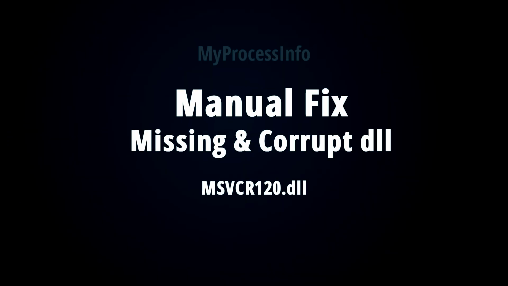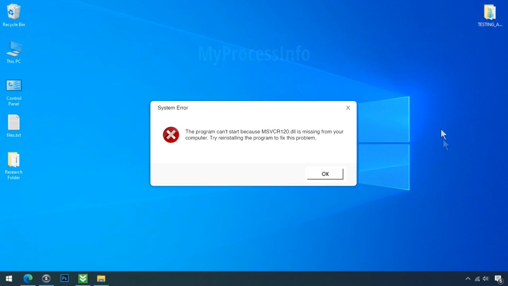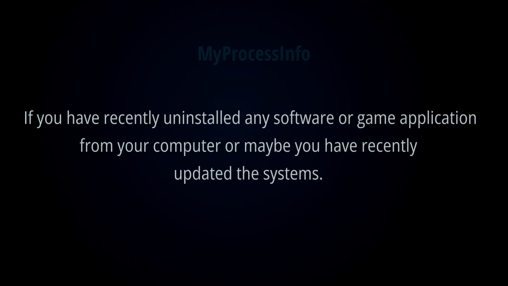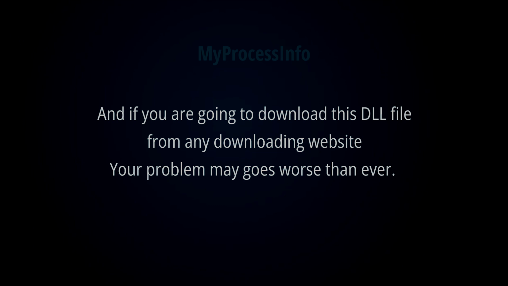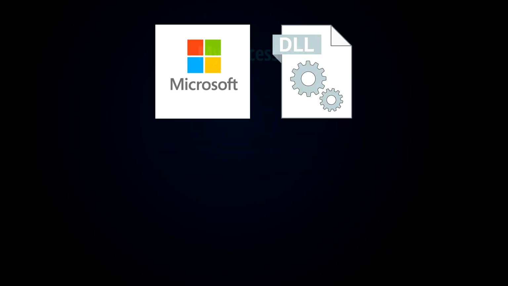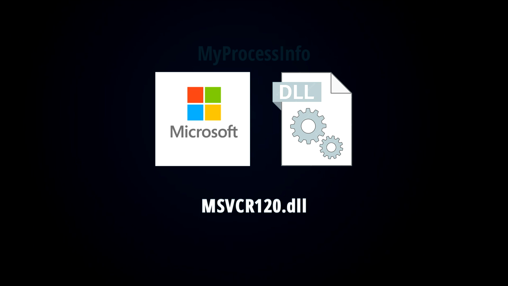Okay, let's start it. First of all, you'll have to understand why this problem is occurring on your computer. The reason could be anything. For example, if you have recently uninstalled any software or game application from your computer, or maybe you have recently updated the system. But whatever the reason, this problem is really very annoying. And if you are going to download this DLL file from any downloading website, then your problem may go worse than ever. Basically, this is a Windows DLL file and you don't need to get it from anywhere. So don't download this DLL file from any unknown sources.